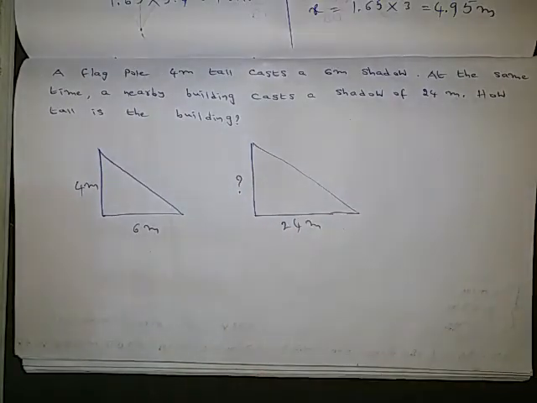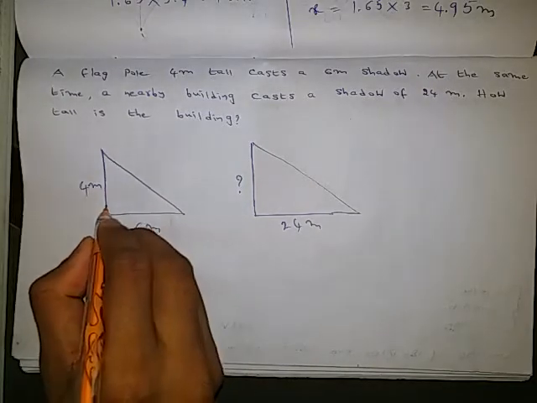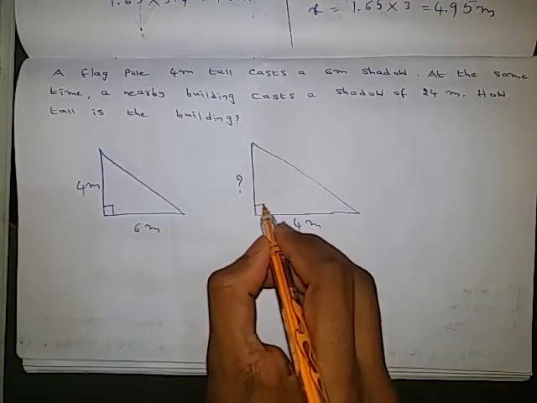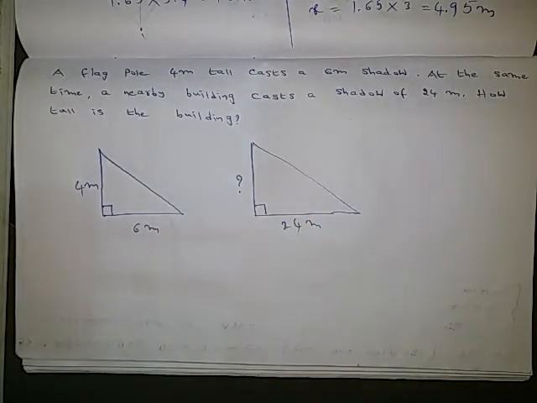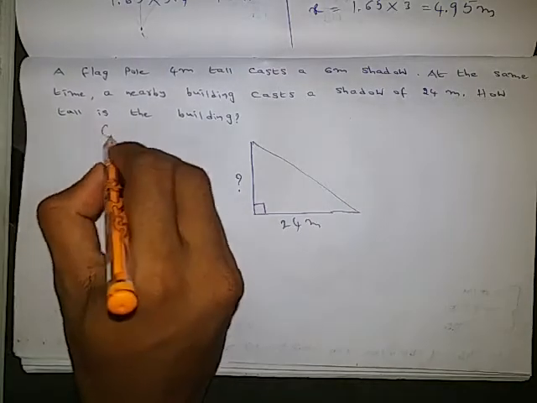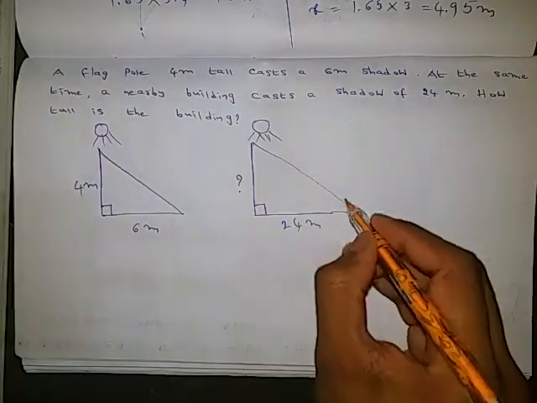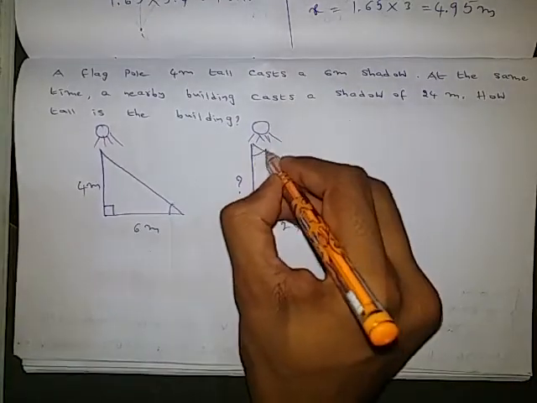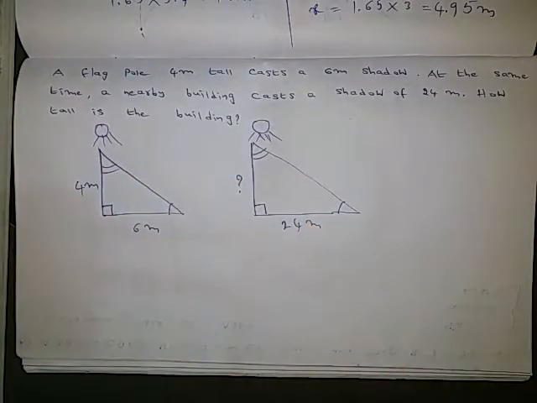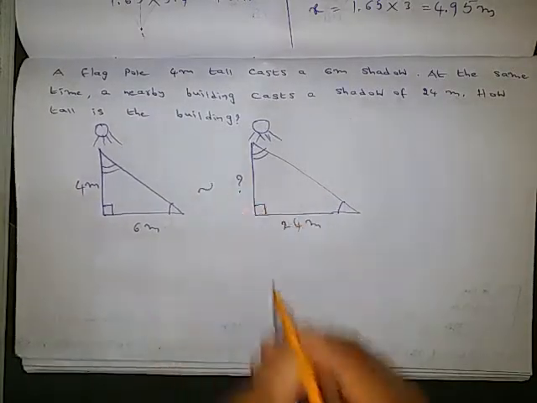Like the previous problem, first we need to show that those two triangles are similar to each other. Flagpole perpendicular to the ground, building perpendicular to the ground. Next, sun rays are forming the same angle on both. So this angle is equal to this angle is equal to this angle. So all three angles are equal to each other. So it means these two triangles are similar to each other.